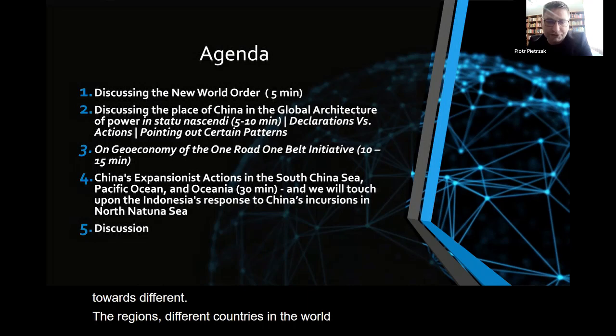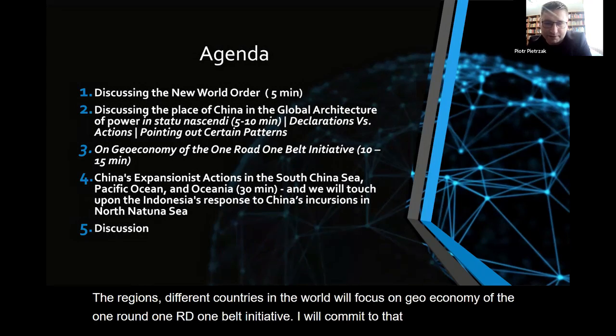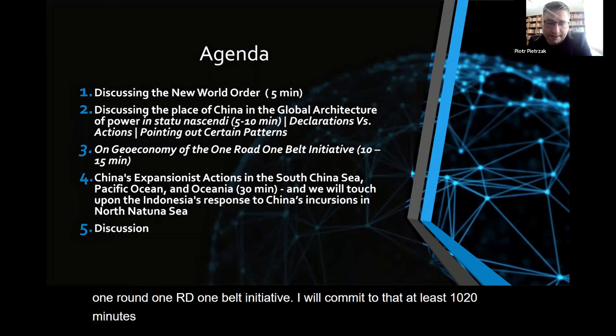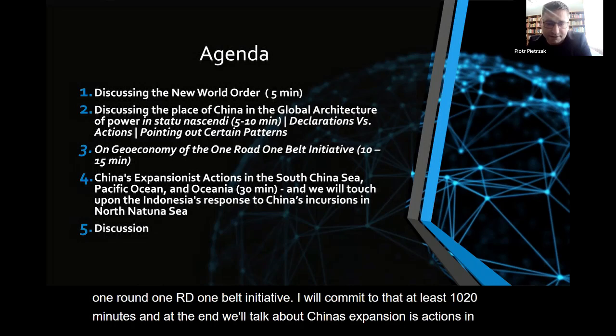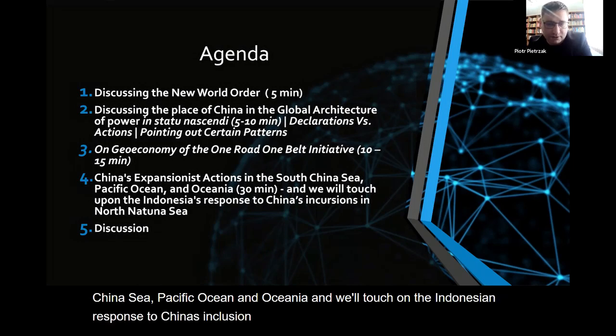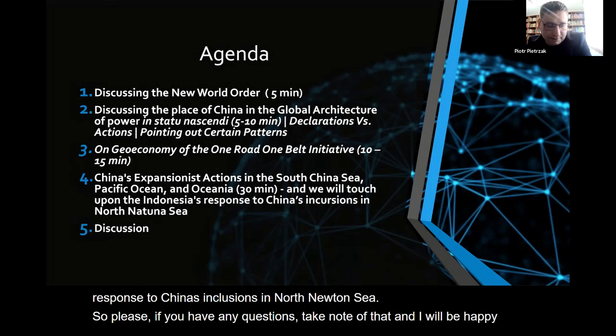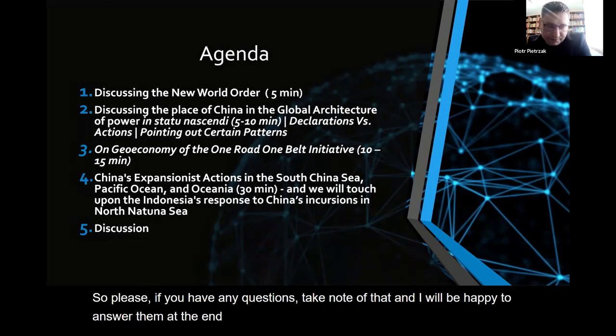We will focus on the geo-economy of the One Belt, One Road initiative. I will commit to that at least 10-20 minutes. And at the end, we'll talk about China's expansionist actions in the South China Sea, Pacific Ocean, and Oceania. We'll touch on the Indonesian response to China's incursions in the North Natuna Sea. Please, if you have any questions, take a note of that, and I will be happy to answer them at the end. This lecture is anticipated to last for an hour, maybe an hour and 20 minutes.